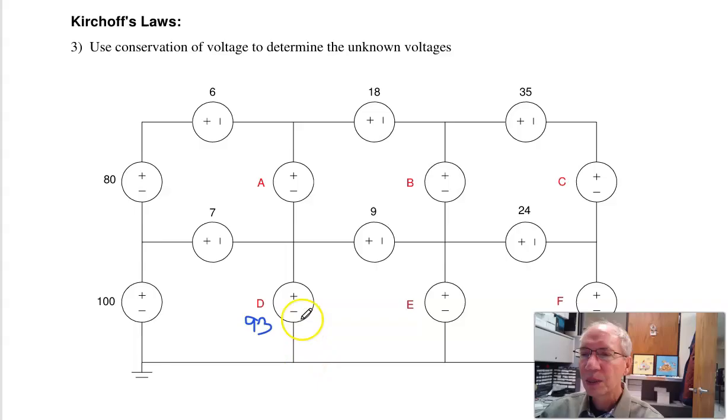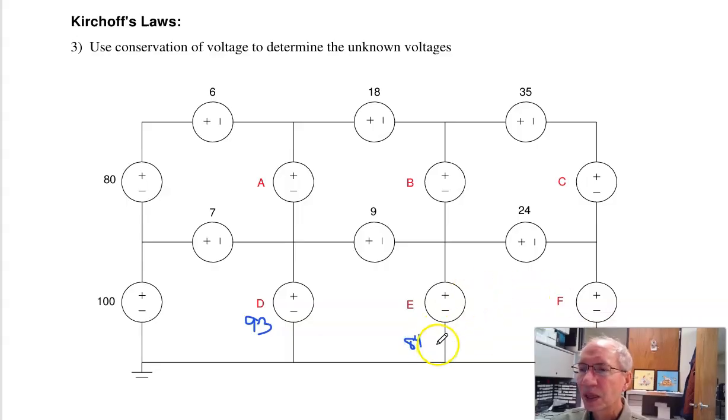Over here, minus 93 plus 9 plus E equals 0. That gives you 84 volts. Last one, minus 84 plus 24 plus F equals 0. This must be 60.